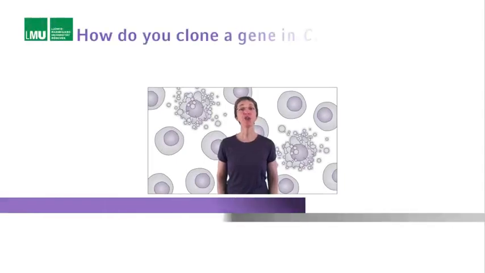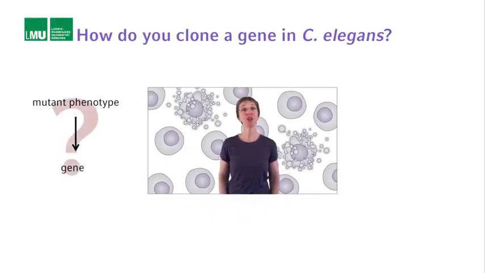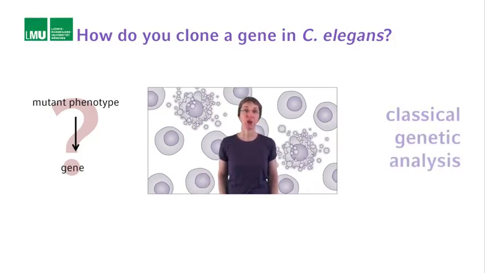How do you clone a gene in C. elegans? Or better, how do you go from a mutant phenotype that is caused by a mutation somewhere in the genome of C. elegans to the gene whose function is affected by that mutation? You use classical genetic analyses.